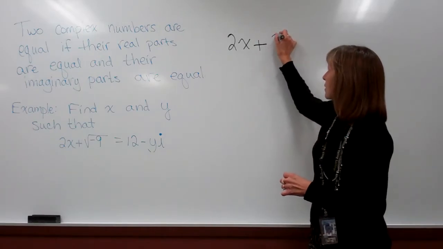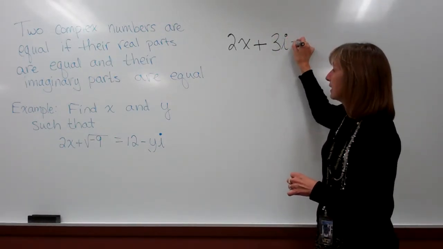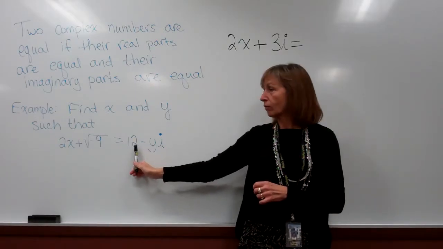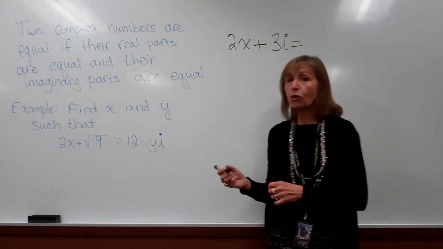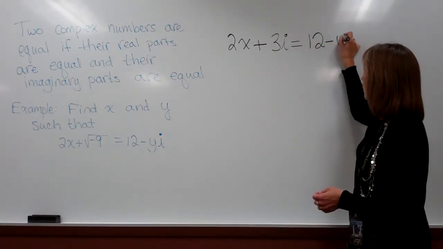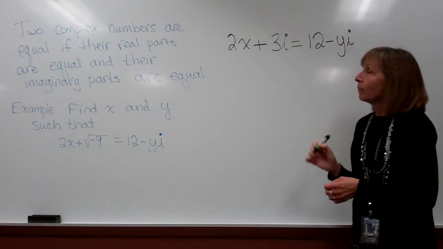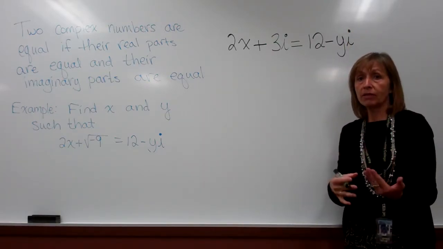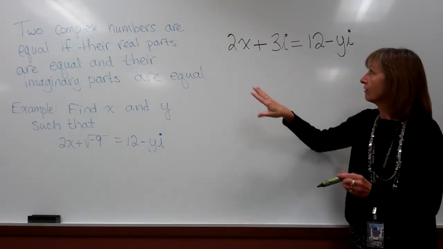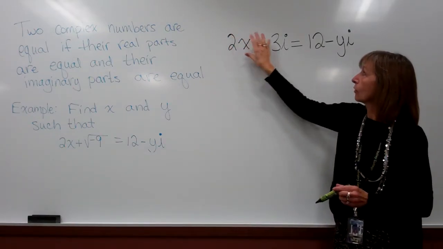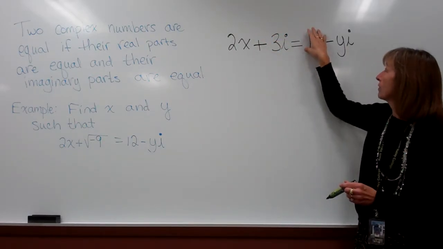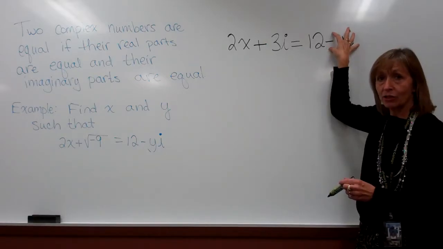So we have 2x plus 3i is equal to, and then on the right-hand side of the equation, we have 12 minus yi. And there's no more simplification I can do on that side. So I'll just write 12 minus yi. But now I can compare the parts that have to be equal. Identifying the terms on each side, I have 2x is a term, plus 3i is a term, and then on the right-hand side, 12 is a term, and negative yi is a term.